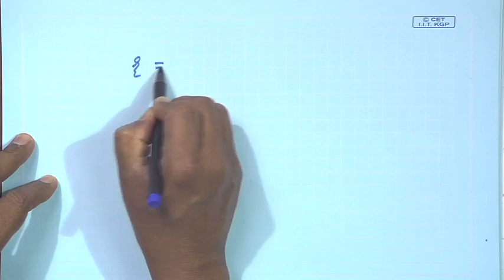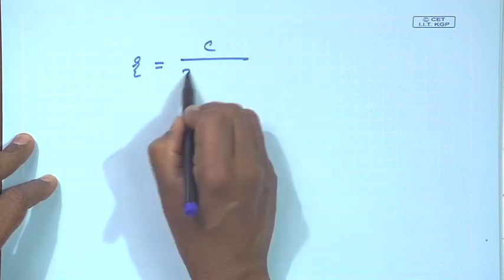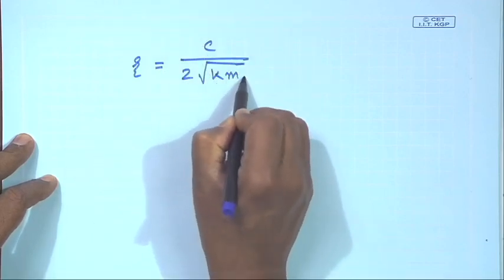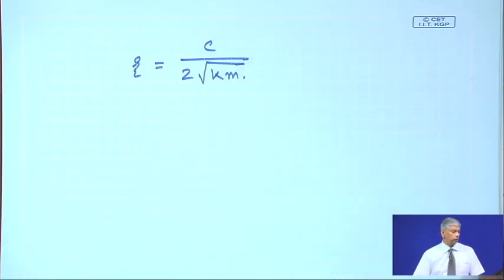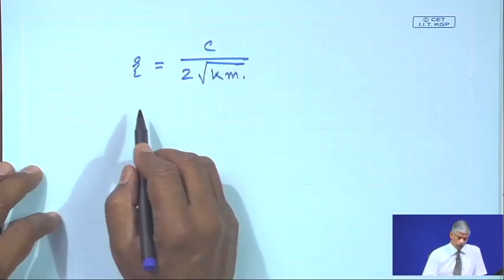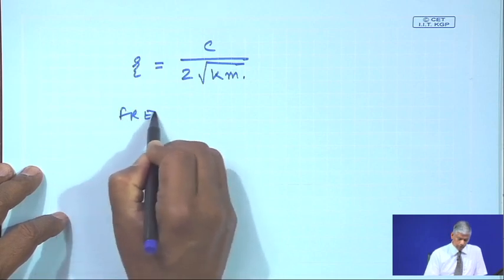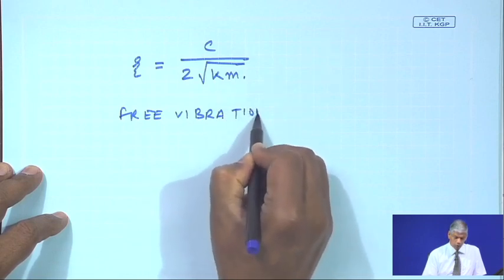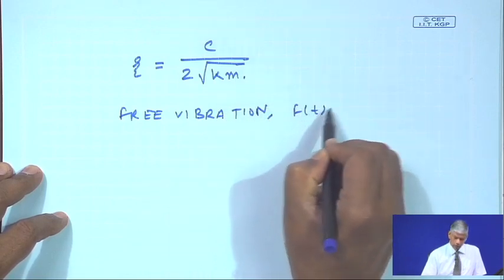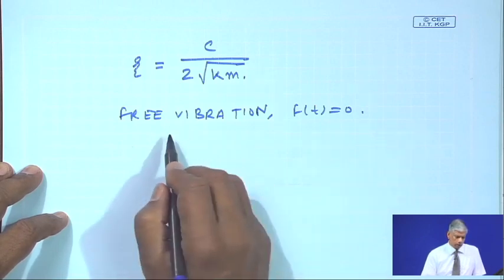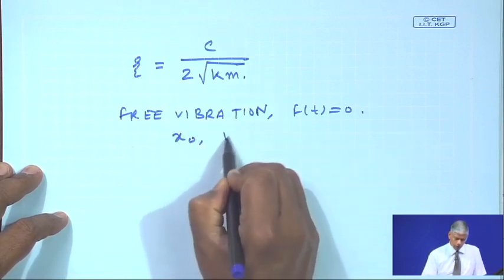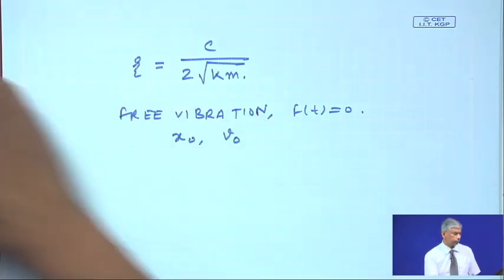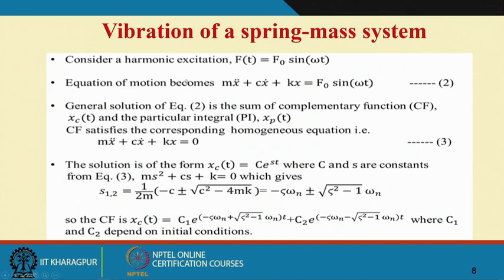There is an expression called damping ratio. It is given by c by root over 2 k m. We will see certain cases, initially for the case of free vibration, where there is no force, so f(t) becomes 0, and we have certain initial displacement x naught and v naught. And then we will see the solutions to this later.